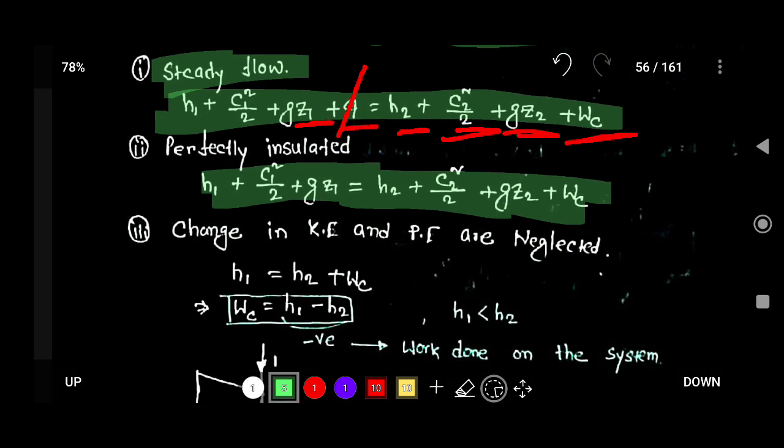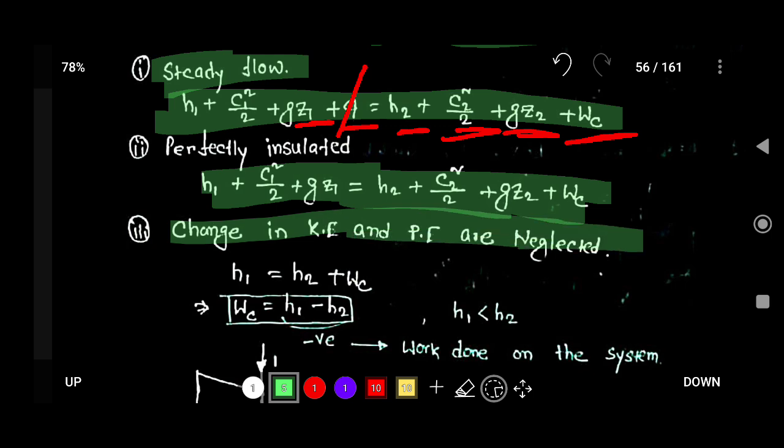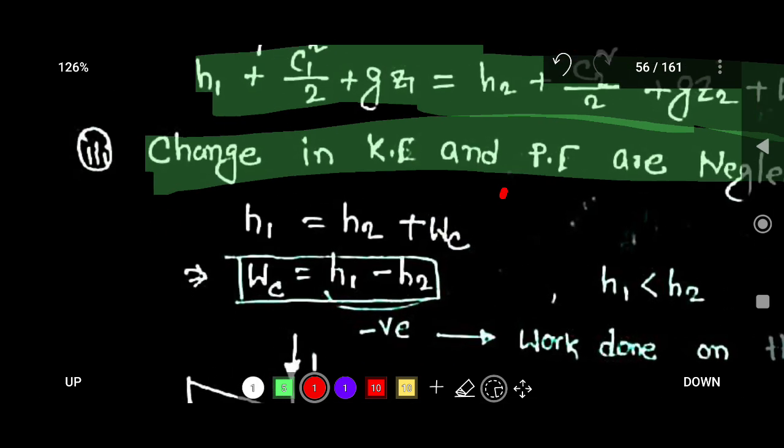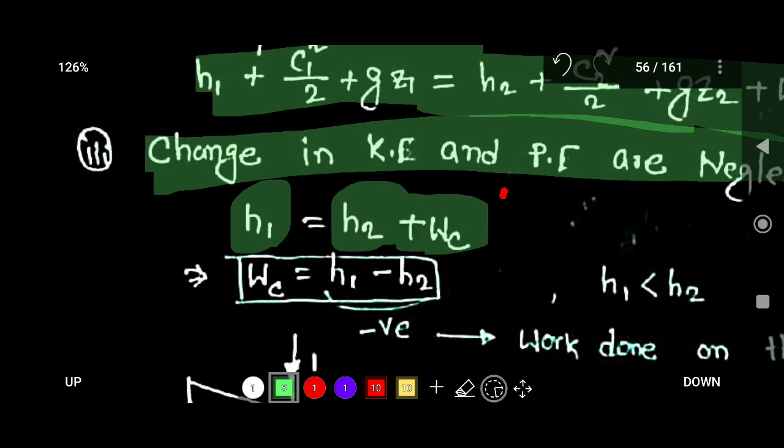And now the changes in kinetic energy and potential energy are neglected. That is why kinetic energy and potential energy are neglected here. From here you can get H1 is equal to H2 plus W of control volume. So from here, W of compressor is equal to H1 minus H2.